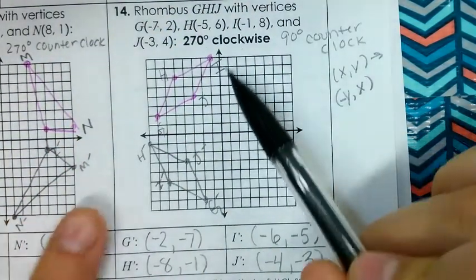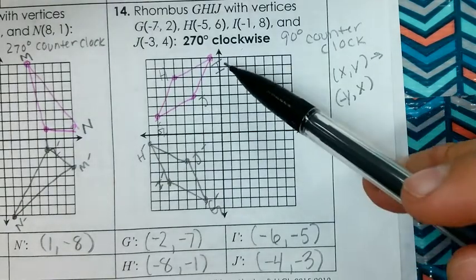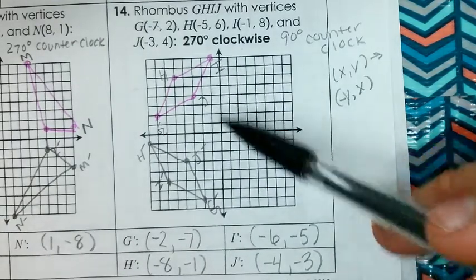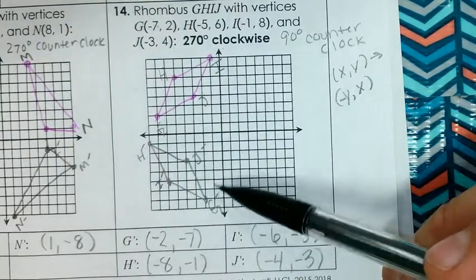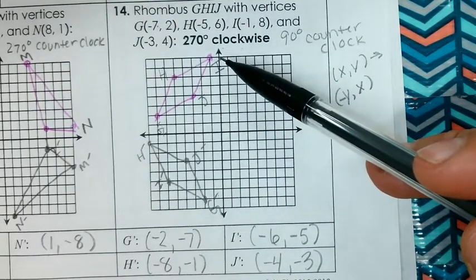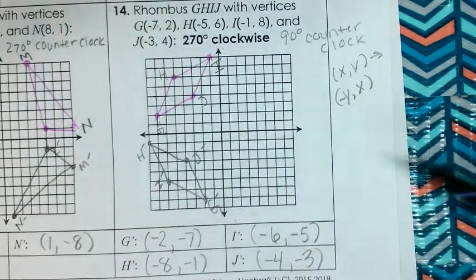So now we've rotated this 270 degrees. It kind of looks like we flipped it a little bit, but I and G prime are not in the same position. If it was flipped, we would have I and I prime, but it's rotated.